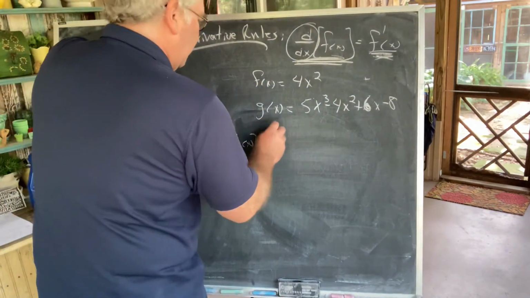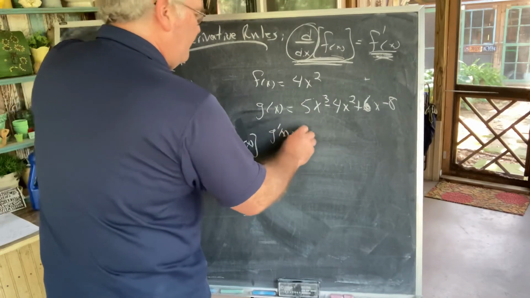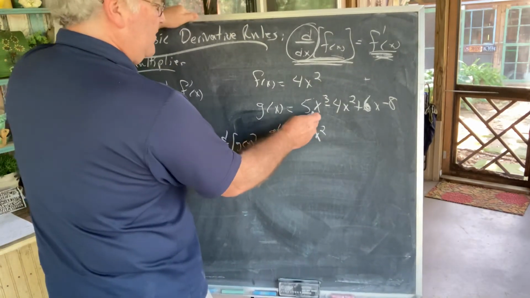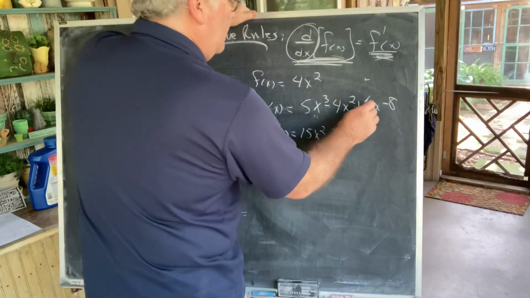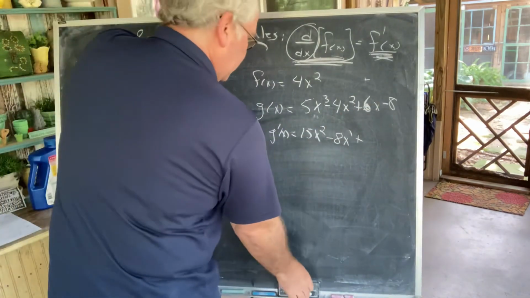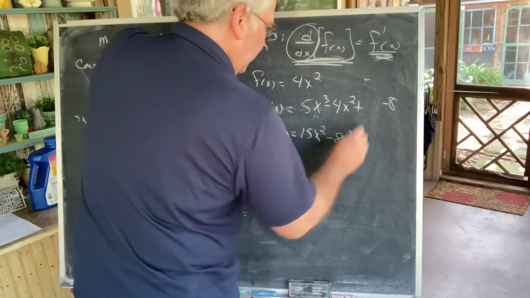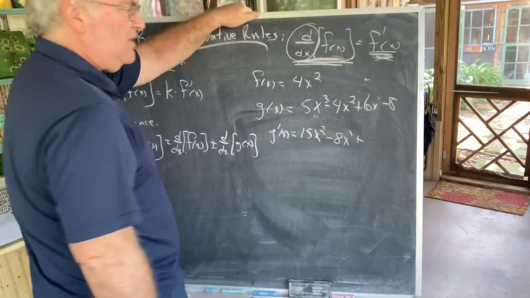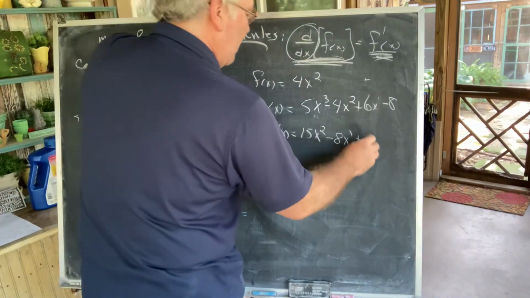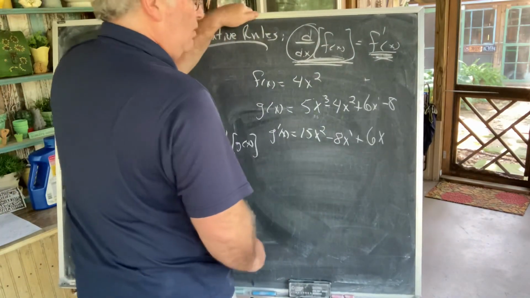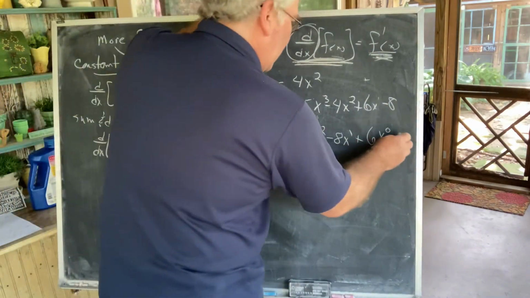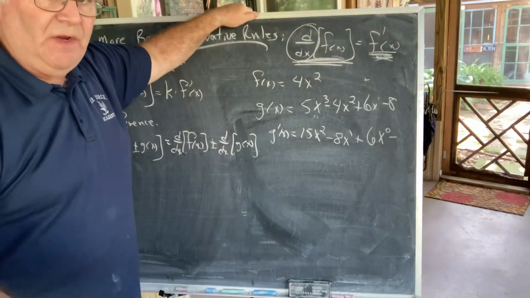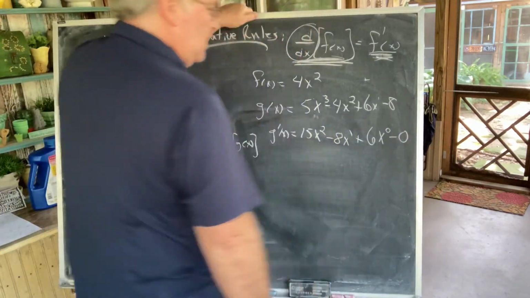And so in this case, the derivative of g is 15x to the second, that takes care of this term, minus 8x to the first, I'm going to put the first just to emphasize, plus, now the derivative of 6x, let's recall, let's be very cautious here, the derivative of 6x, remember this is 6x to the first, and the power rule says 6 times 1 is 6, times x raised to the 1 minus 1 is 0. I'm going to leave that there just for now. And then, we already know the derivative of a constant. The derivative of a constant is 0.